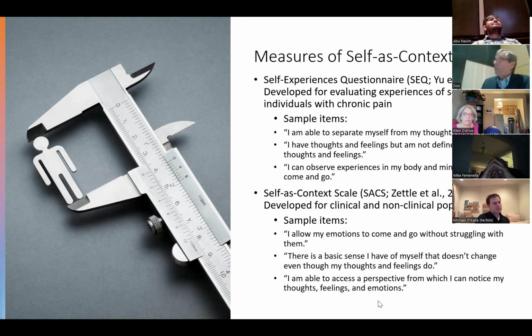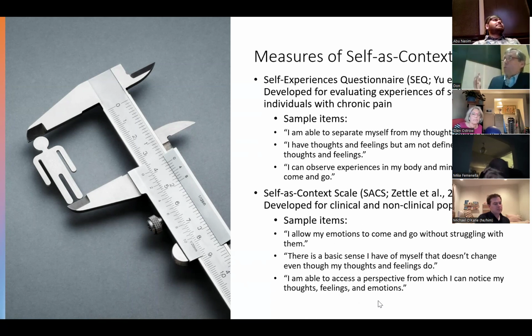One of them is called the Self-Experiences Questionnaire, and it has items like, I am able to separate myself from my thoughts and feelings. I have thoughts and feelings, but I am not defined as just my thoughts and feelings. I can observe my experiences in my body and mind as events that come and go, right? So you get the idea there of self as context.